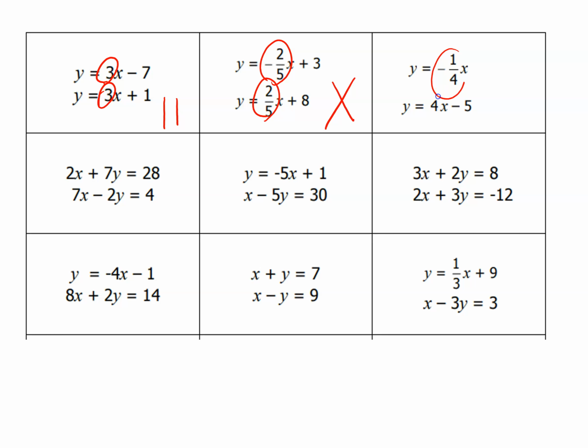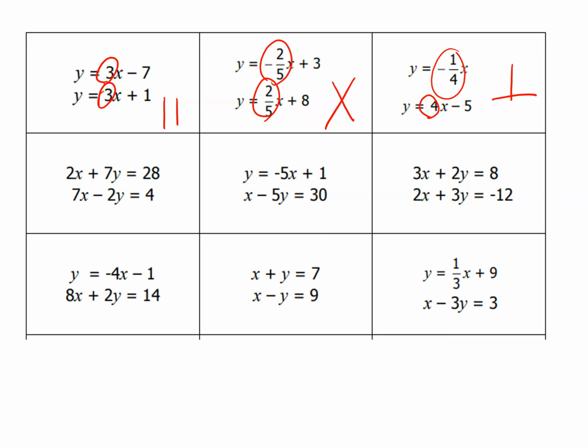I'm going to look here. I got negative 1/4, but now I got 2. Oh no, I got 4. So those are, well, let's check. They're opposites, but are they reciprocals? If I take 1/4 and flip it, I would get 4/1. So yes, that is perpendicular slopes.